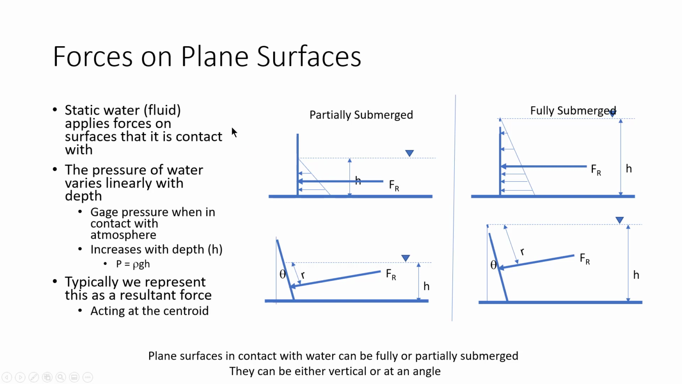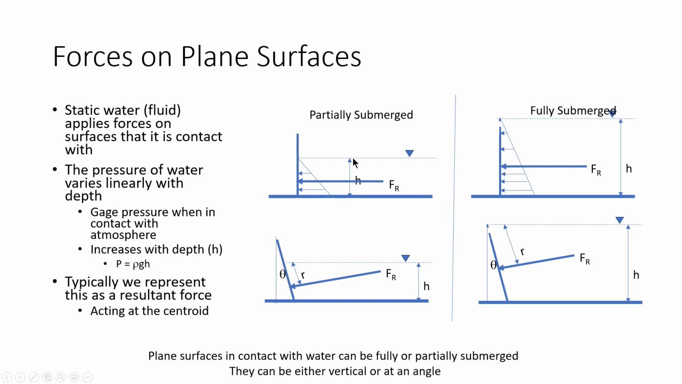So for a plane surface, we could have two types of situations. We could have a partially submerged surface. So as you can see here, this is the planar surface. This is where the fluid level or the water level is. The pressure here is equal to gauge pressure, which is equal to the atmospheric pressure. And then the pressure increases linearly with depth. So at the bottom point, the pressure is equal to the specific weight times the height of the water column. So at any place, we can calculate the height of the water column above it and then calculate the pressure.